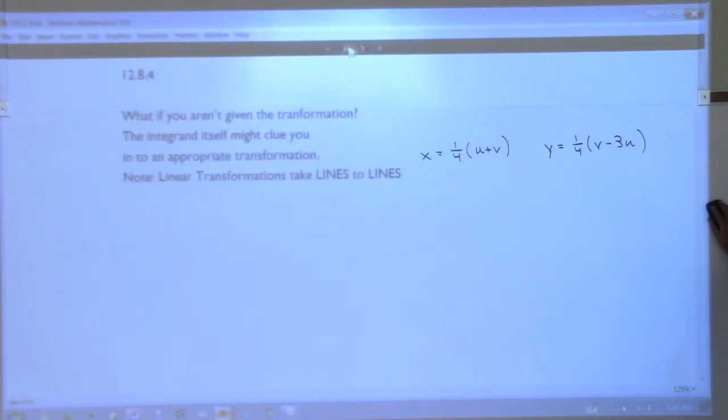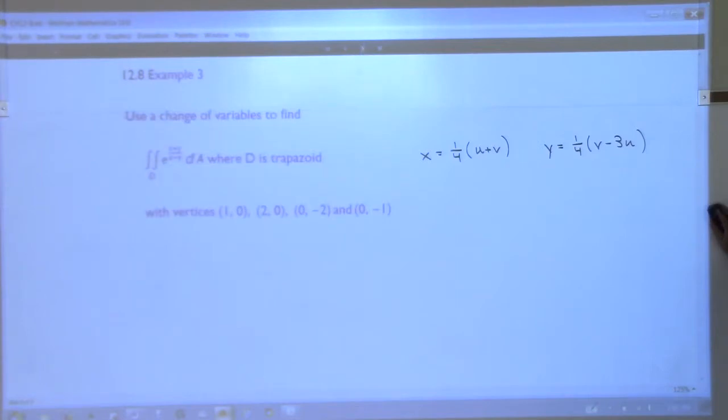So this says, what if you are not given the transformation? The integrand itself might clue you into an appropriate transformation. And then I put here, linear transformations take lines to lines. So just remember that. So take a look at this one right here.